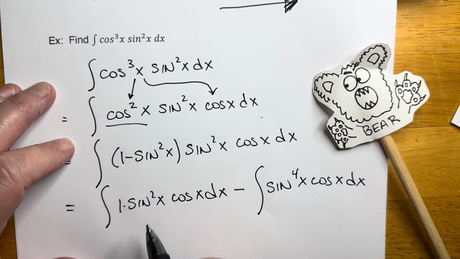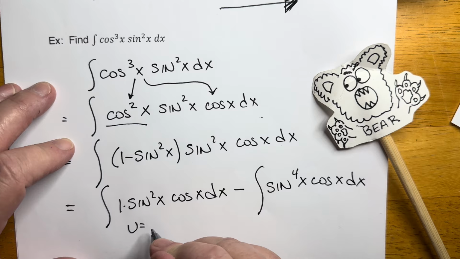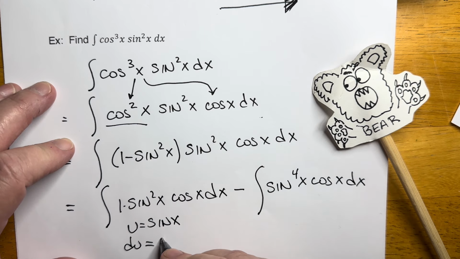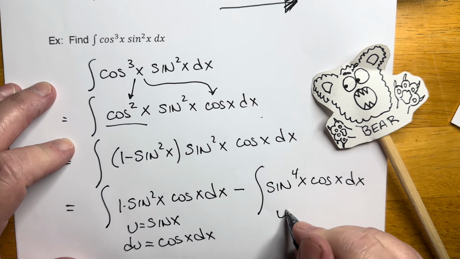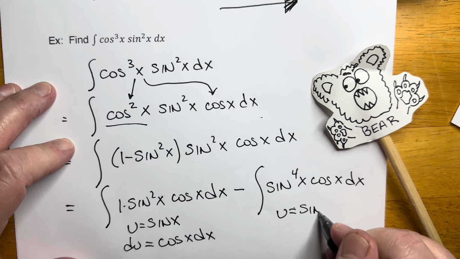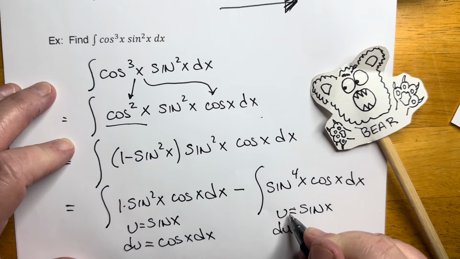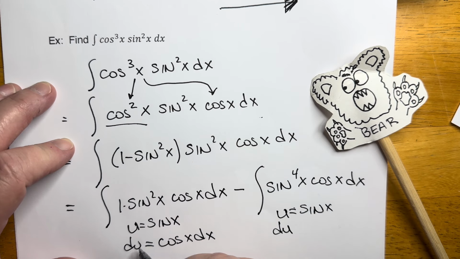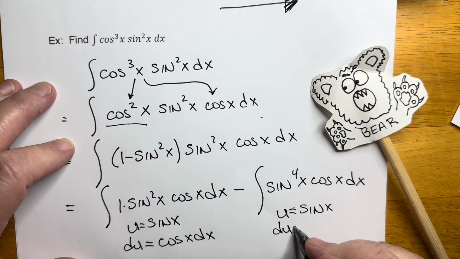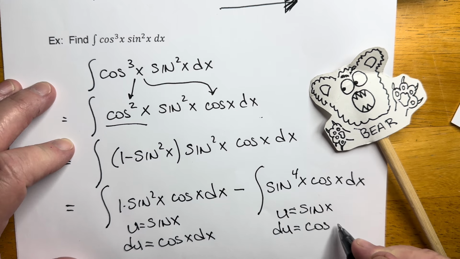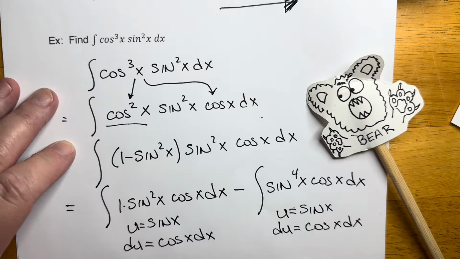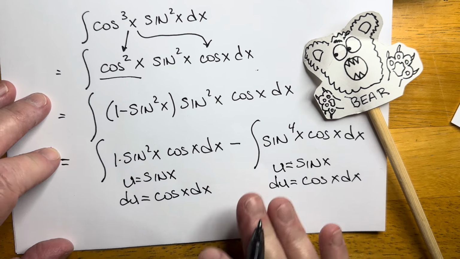Okay. So in this first one, u is going to be sine. And du is going to be cosine dx. Here, u is also going to be sine. Isn't this nice? It works out in both cases. Sorry, let me put the sticks in for the u's. So we're going to use the same approach for both halves of this integral.